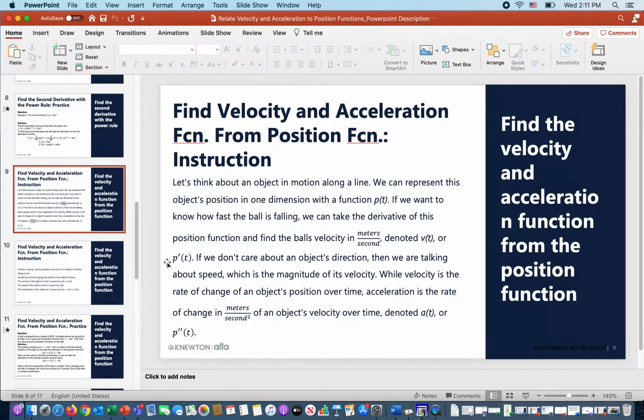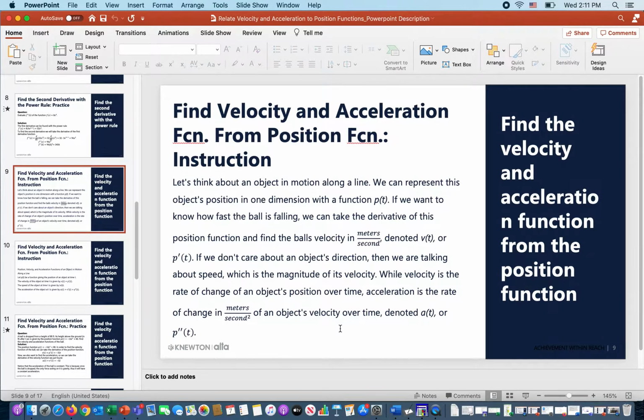Sometimes we refer to velocity as p prime of t. If we don't care about an object's direction, we're talking about the speed. And the speed is just the magnitude of velocity, or the absolute value of velocity. The velocity is the rate of change of an object's position over time. Acceleration is the rate of change of an object's velocity over time, and we denote that with a of t.